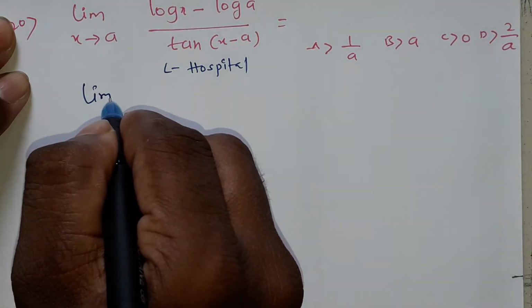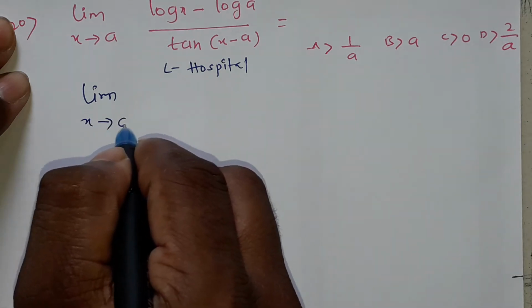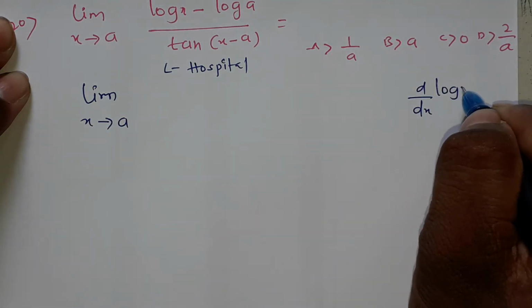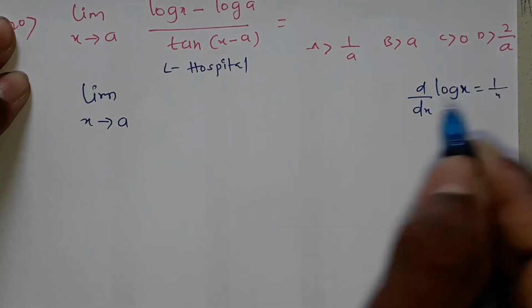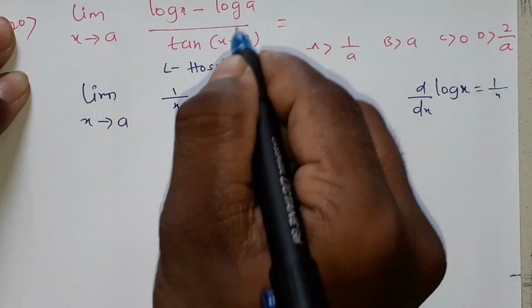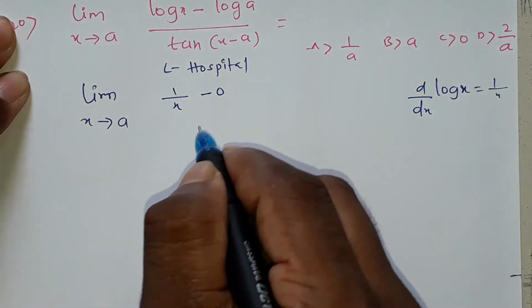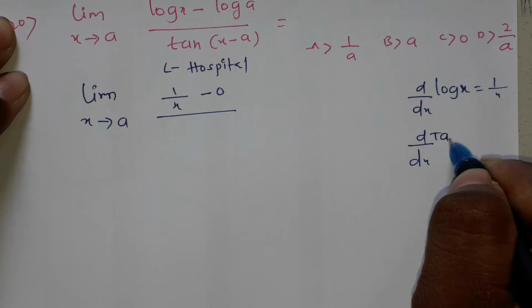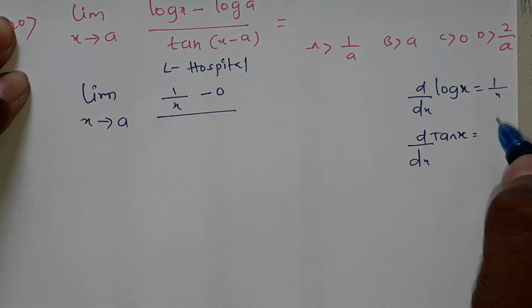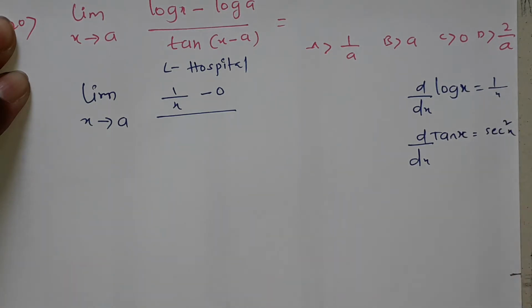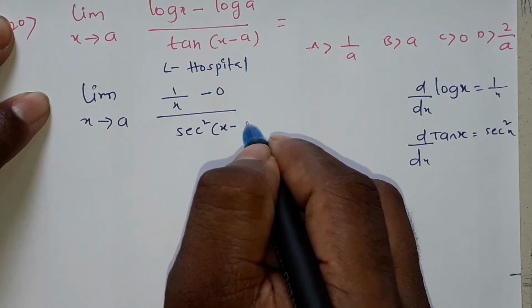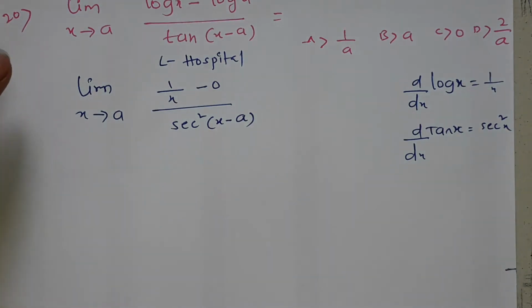Limit x tends to a, d by dx of the numerator. The derivative of log x is 1 by x. The derivative of log a is 0, since it is a constant term. The derivative of tan x is secant square x, so we get secant square of (x minus a).